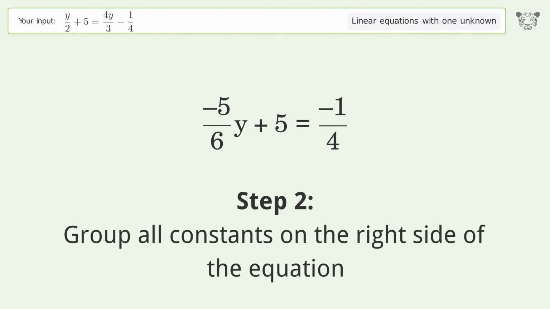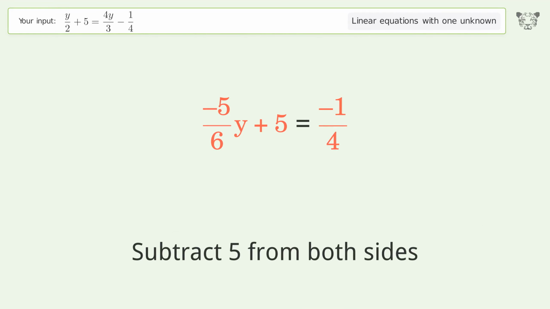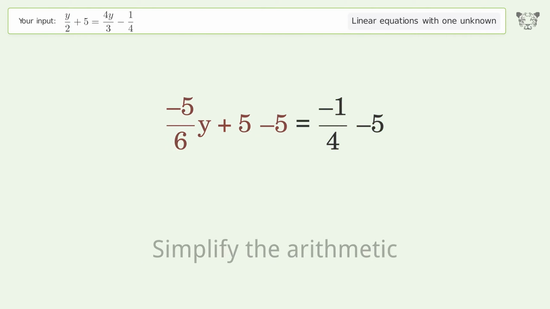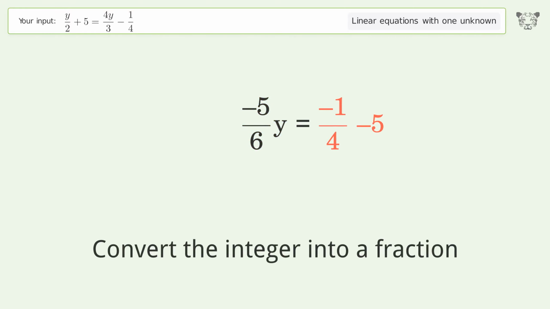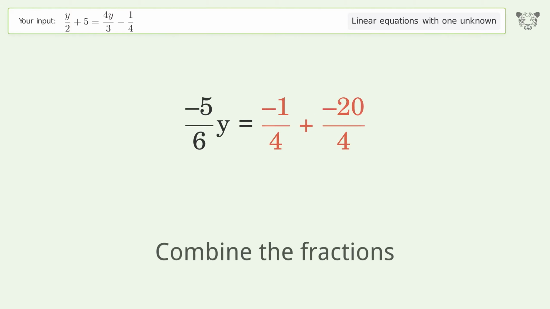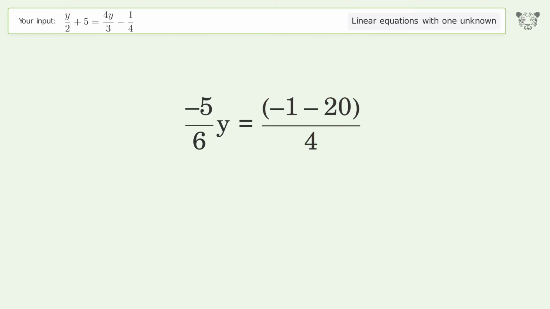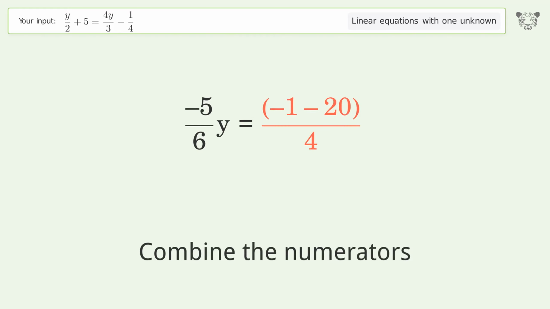Group all constants on the right side of the equation. Subtract 5 from both sides. Simplify the arithmetic. Convert the integer into a fraction. Combine the fractions. Combine the numerators.